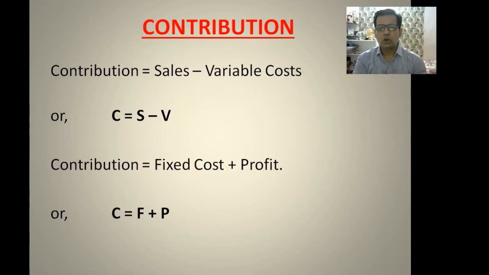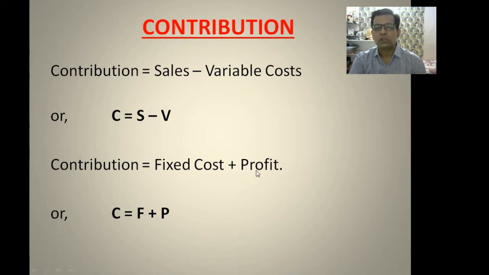Here it is. Contribution is sales minus variable cost. Now at this point, understand one thing. When I say sales, it may mean total sales or selling price per unit. Similarly, when we talk about variable cost, again this term may be variable cost per unit or total variable cost. And the next formula we have is fixed cost plus profit. Now this is where you need to understand. As far as sales and variable cost were concerned, I told you they can be per unit or total.